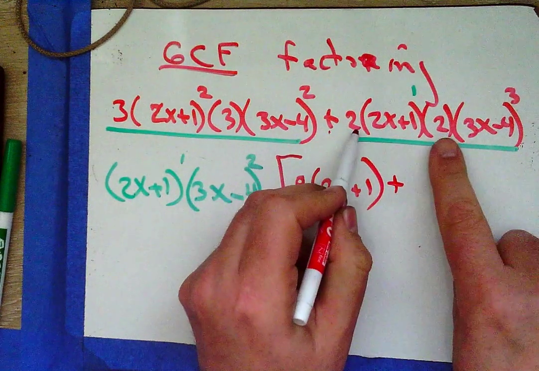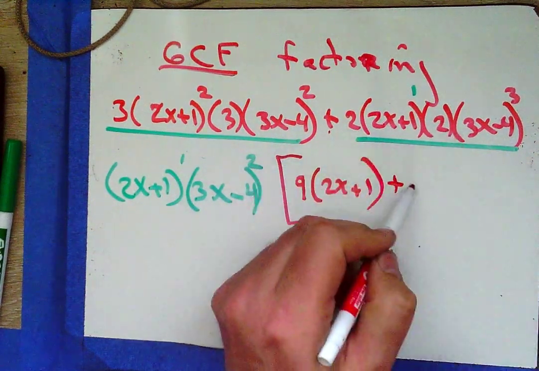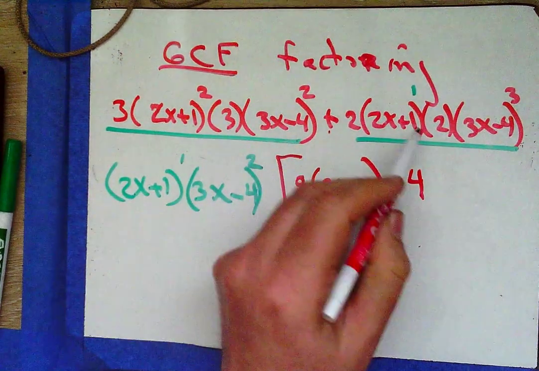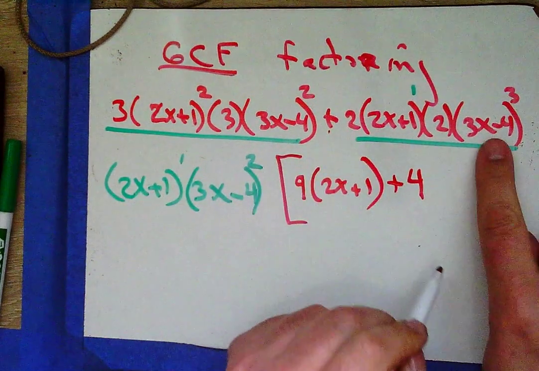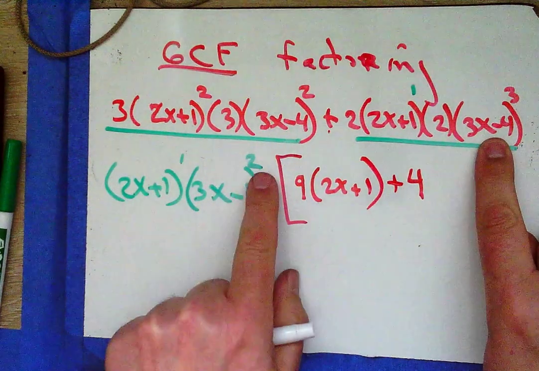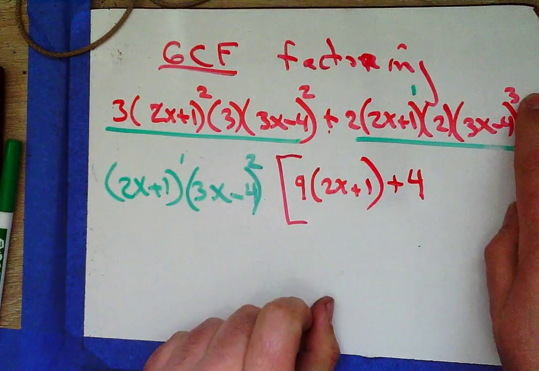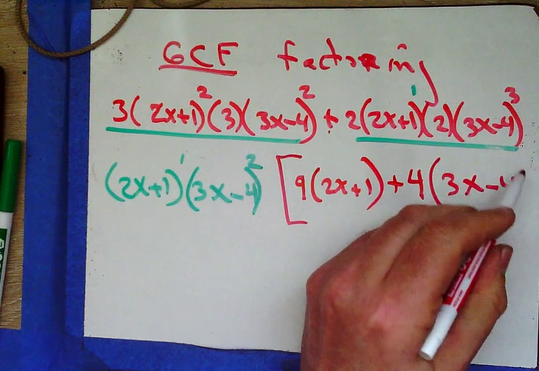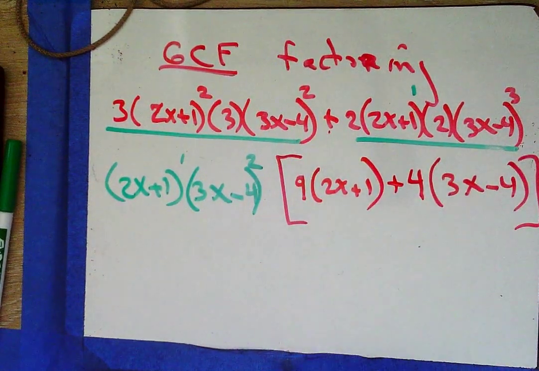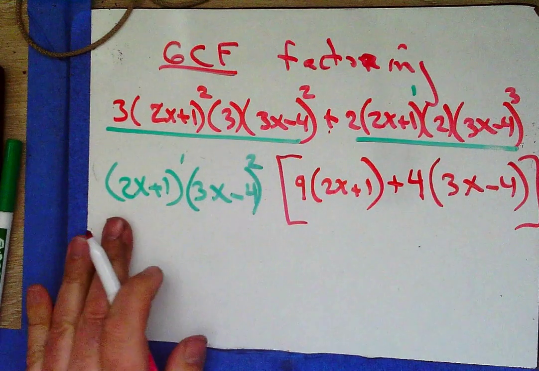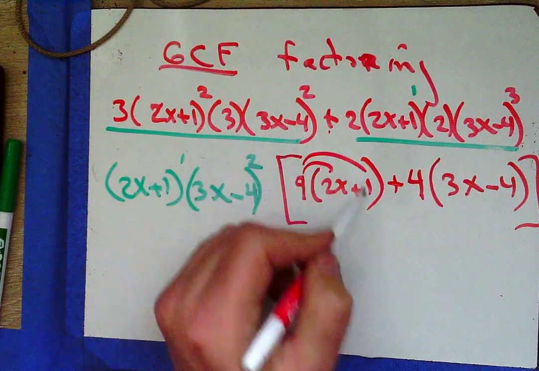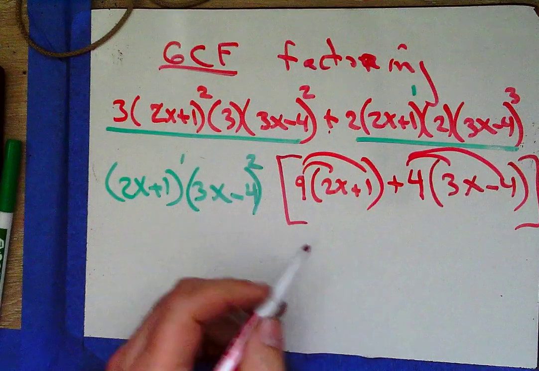Then these 2's are still there, so 2 times 2 is 4. We took out a 2x plus 1 to the first, so that's gone. And here with 3x minus 4, we took out 3x minus 4 squared from our 3x minus 4 to the third, so we still have a 3x minus 4. Okay, so this stuff is pretty much set, but in here, I have to distribute and combine like terms.